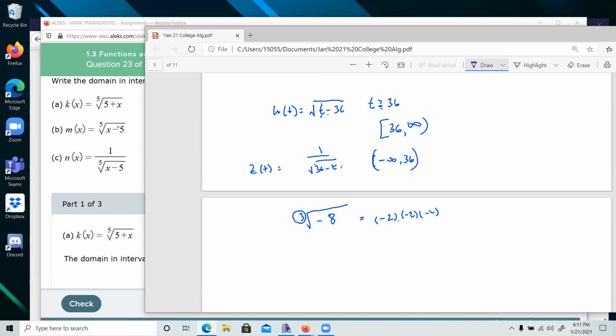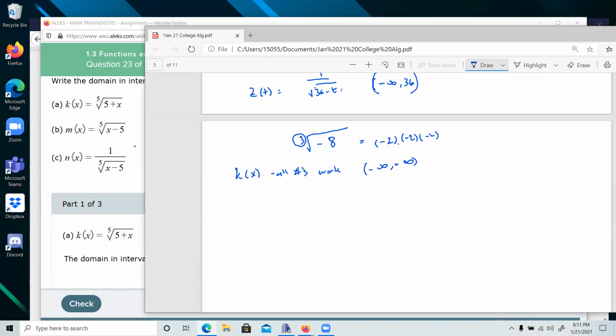right? So if I want the fifth root of x plus 5, since we could take the fifth root of negative numbers, I'm okay with that. It's going to work. Any number I put in there is going to be just fine. Okay. So k of x, all numbers will work. And do you remember how we said all numbers inside of interval notation? Right? We did this, right? Negative infinity to positive infinity.